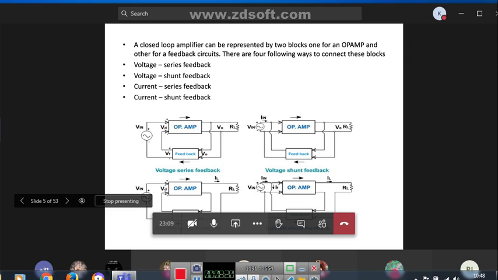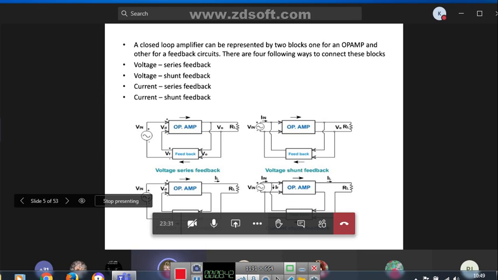So there are different types of negative feedback amplifiers. You see here it is a voltage series negative feedback. This one is voltage shunt negative feedback. It is a current series negative feedback. It is a current shunt negative feedback, right?